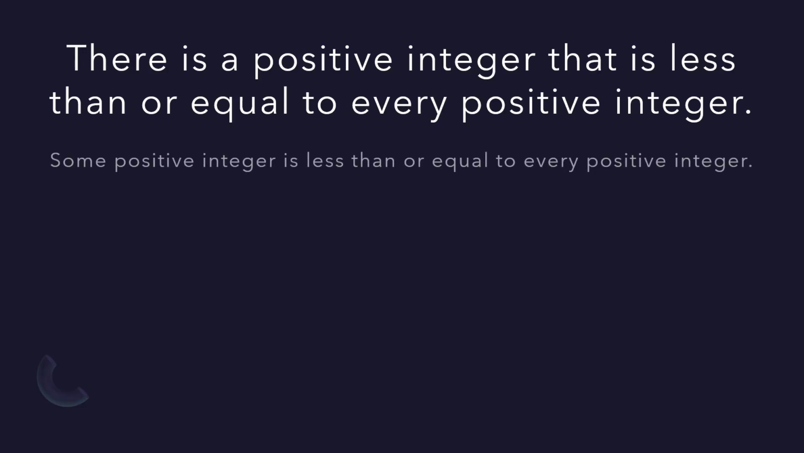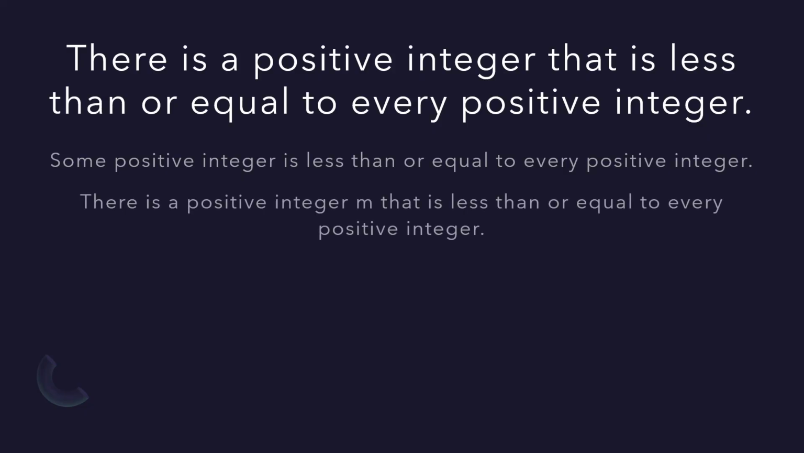So ito yung rewritten statements. Some positive integer is less than or equal to every positive integer. So it's true, no? So yung ibang integers is either less than or equal to every positive integer, but not all, no? So there's a positive integer m that is less than or equal to every positive integer, no? So this is universal. Yung nasa taas kanina is existential due to the word some. Tas dito naman affirm yung statement, so this is universal.